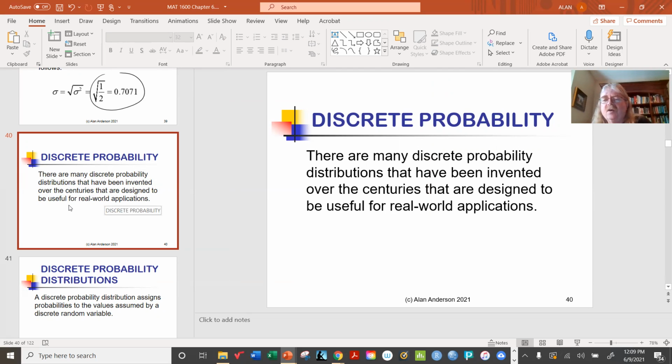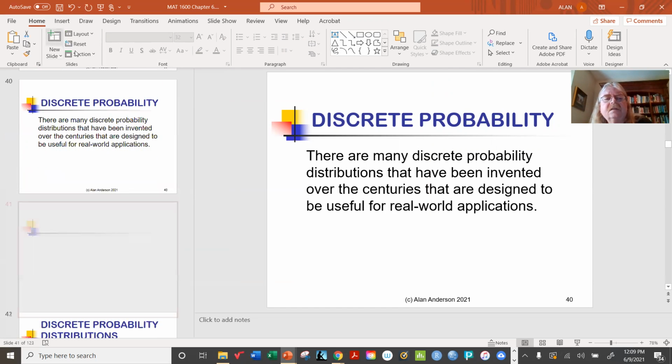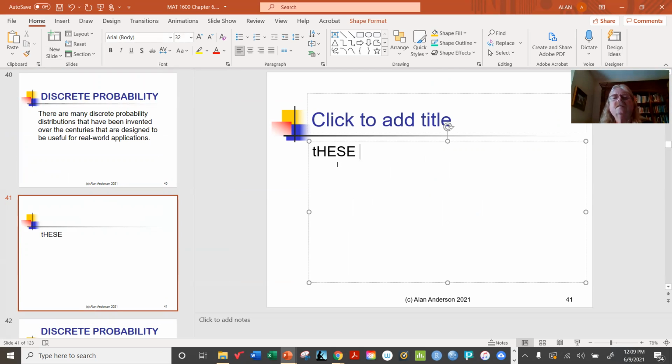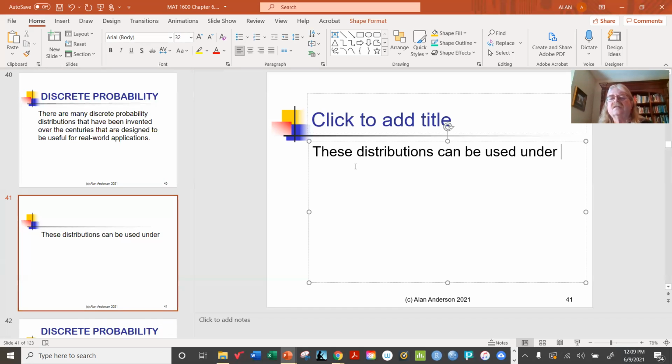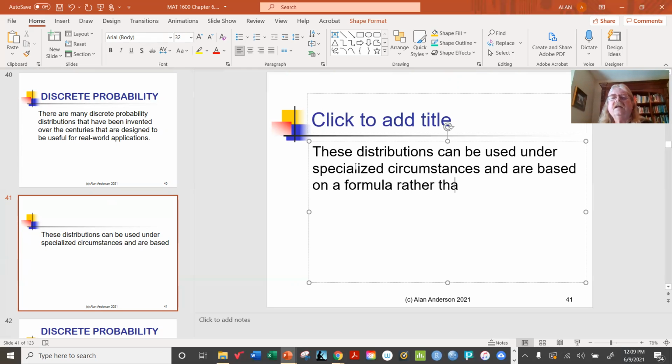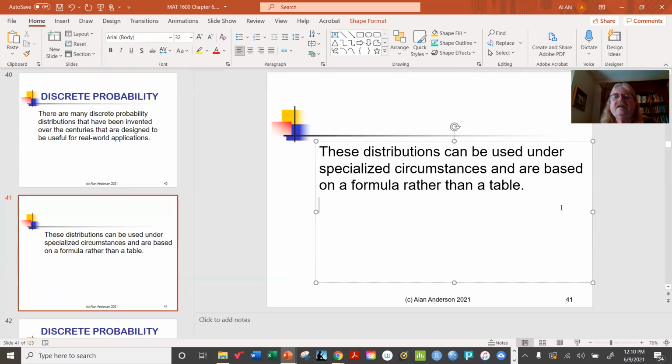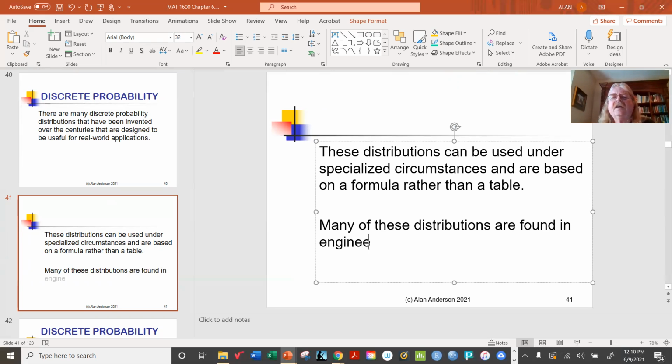Now, in some cases we know who invented them, in some cases we don't. But what's different about these is that these distributions can be used under specialized circumstances and are based on a formula rather than a table. And here's some good news. Many of these distributions are found in engineering calculators, such as the TI-83/84 series, and the more advanced ones, of course.